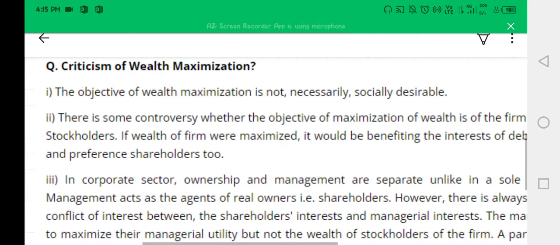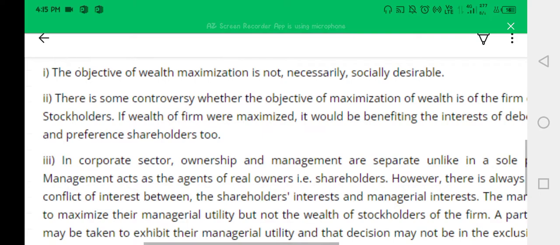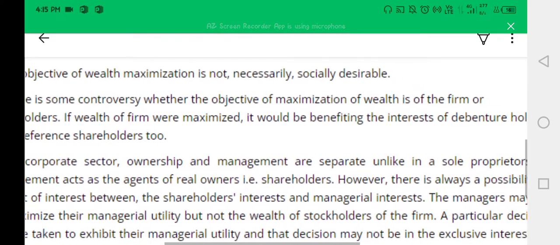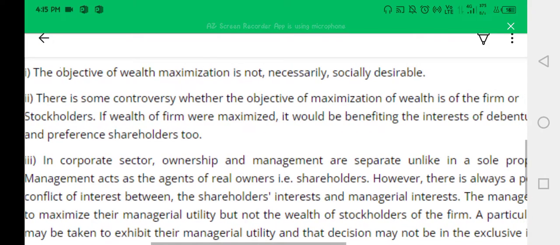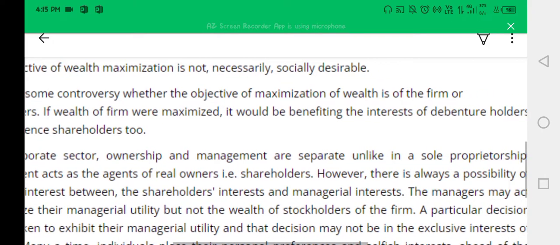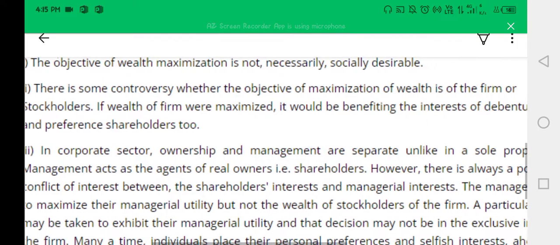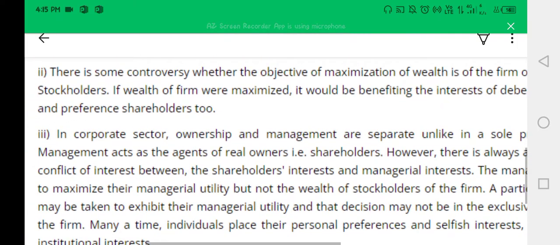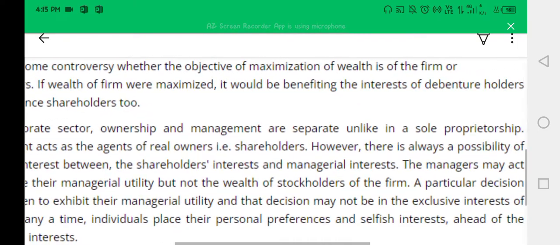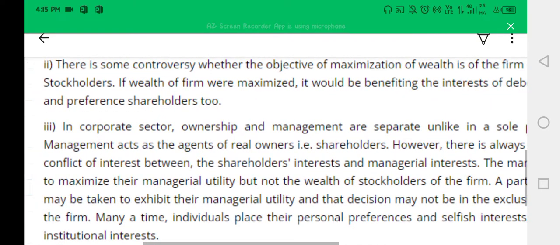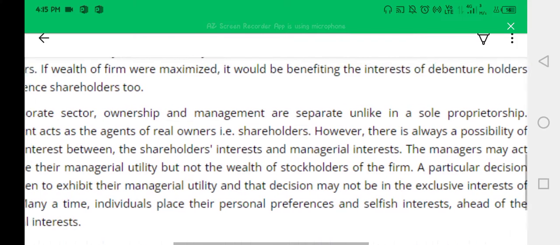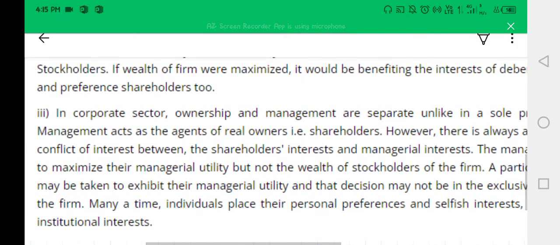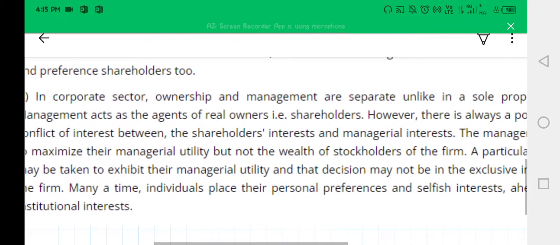So the objective of wealth maximization is not necessarily socially desirable. There is some controversy whether the objective of maximization of wealth is of the firm or stockholders. If wealth of the firm were maximized, it would be benefiting the interest of debenture holders and preference shareholders too. In the corporate sector, ownership and management are separate. Unlike in a sole proprietorship, management acts as the agents of real owners, that is shareholders. However, there is always a possibility of conflict of interest between the shareholders' interest and the managerial interest.